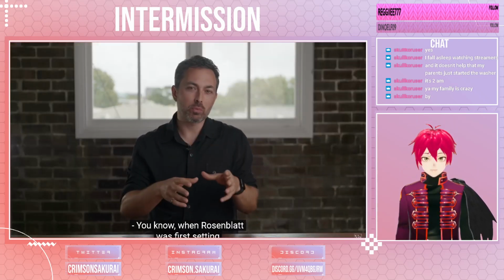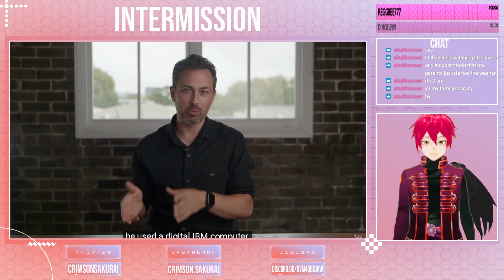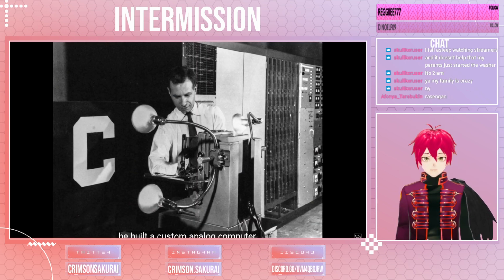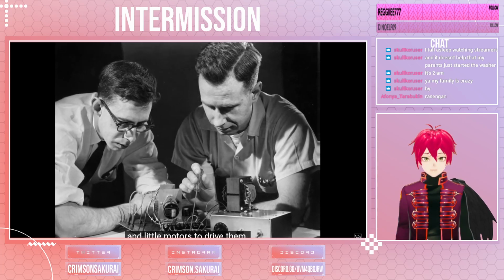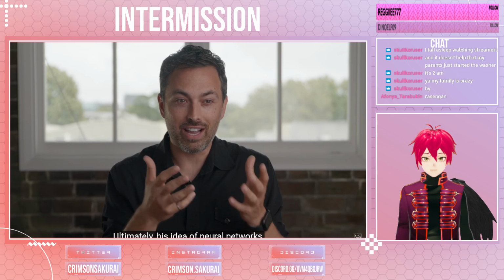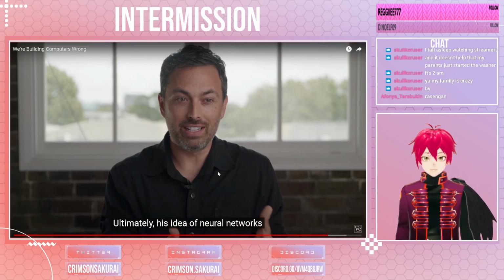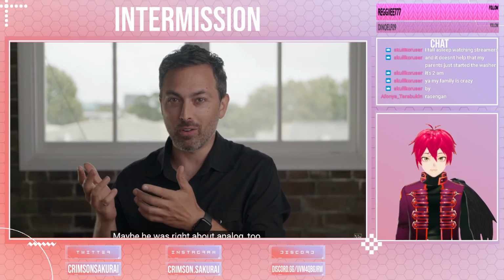When Rosenblatt was first setting up his perceptron, he used a digital IBM computer. Finding it too slow, he built a custom analog computer, complete with variable resistors and little motors to drive them. Ultimately, his idea of neural networks turned out to be right. Maybe he was right about analog too.